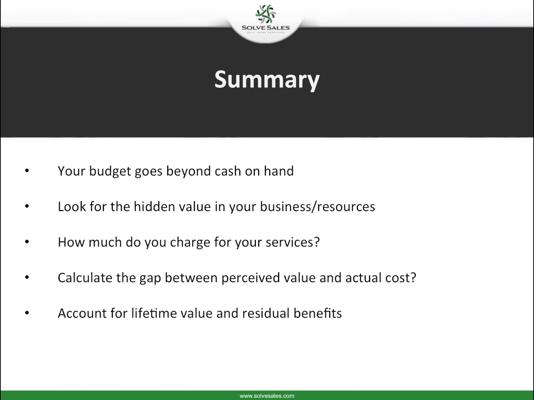So start asking yourself questions like, how much do you charge for your service? What's that retail price for the product or the service that you offer? That's ultimately what the customer will see as the value. And when you're talking about products, you want to calculate the gap between the perceived value and the actual cost, and the larger that gap, the more value you have, or the more hidden value you have. And don't forget to account for lifetime value and residual benefits. So you can see very quickly by just shifting our thinking around and getting outside of the money box, we've been able to find lots of value hidden right in your business that you can leverage in your marketing.